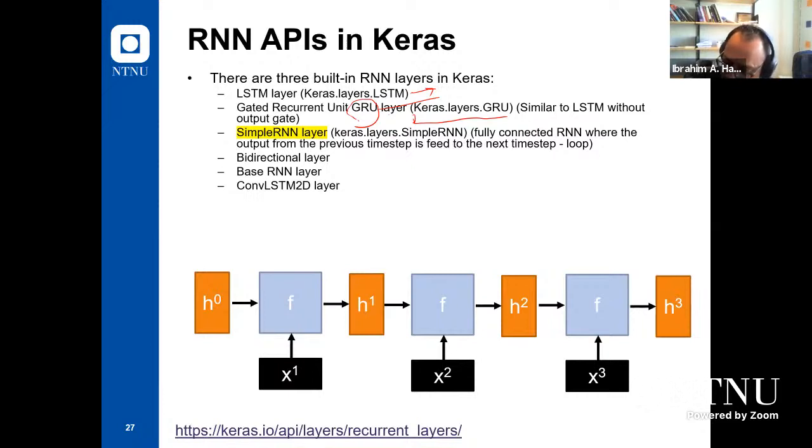We also have simple RNN. I guess this is a vanilla RNN, and you can import it from keras.layers.simple_rnn. The difference between RNN and simple RNN is that the output from the previous time steps is fed to the next time steps directly. We don't use hidden to output here. We can just calculate the output directly from the states.